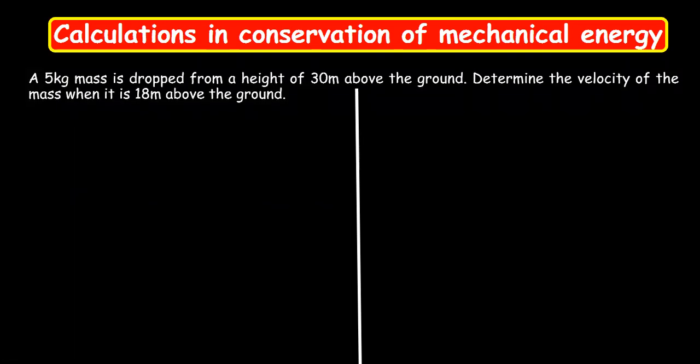This is the first question I'm going to use to explain how to do these calculations. The first question says, a 5 kilogram mass is dropped from a height of 30 meters above the ground. Determine the velocity of the mass when it is 18 meters above the ground. So to do this, we are going to draw the diagram to illustrate the information that we have in the question. So let's begin.